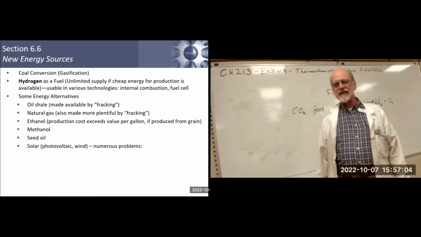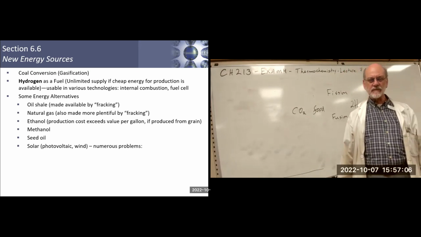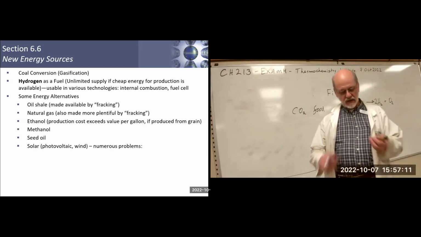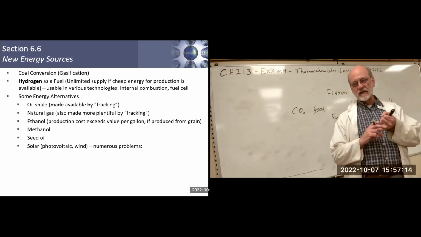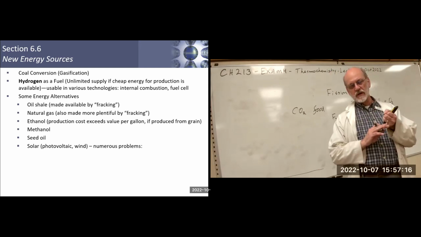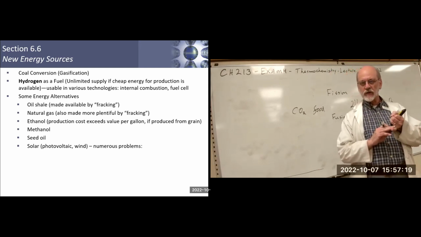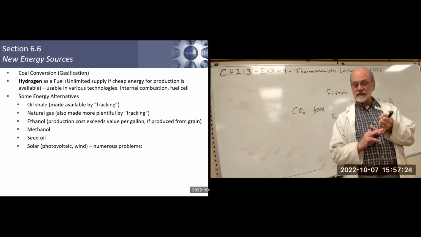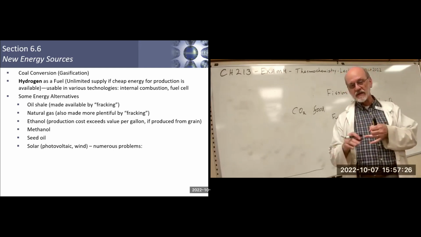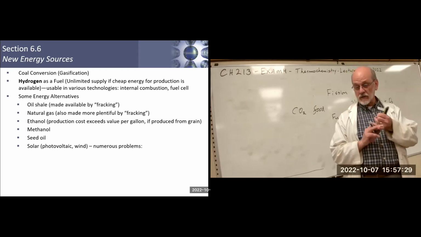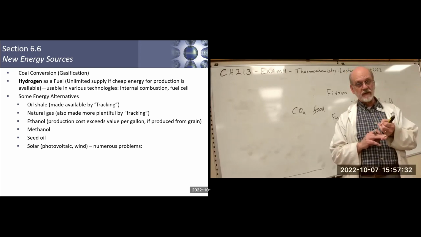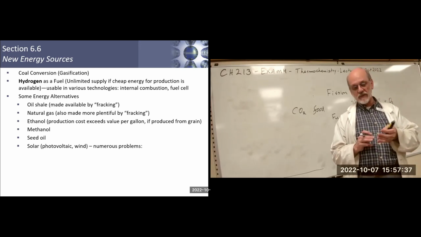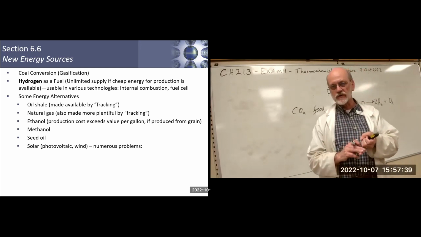Solar, right, has numerous problems. Photovoltaics, what does it cost to build a photovoltaic cell? It pollutes, right? It produces a large pollution stream to build those photovoltaics. And that's on the front end. On the back end, when they finally lose their effectiveness, in other words, photovoltaic cells don't last forever. Their efficiency gradually decreases over time. And when you have to dispose of them, you've got another hazardous materials disposal problem.